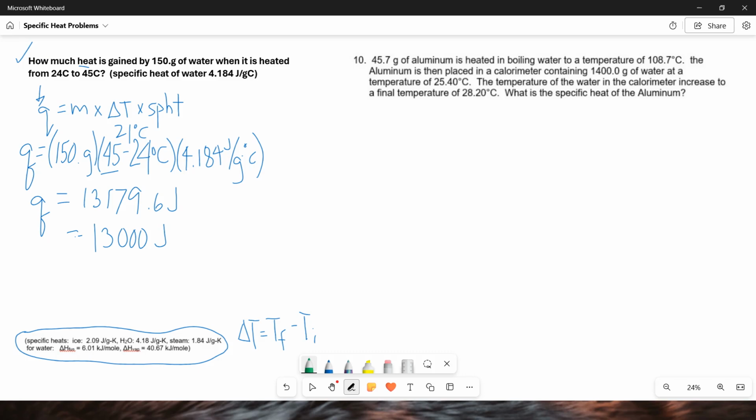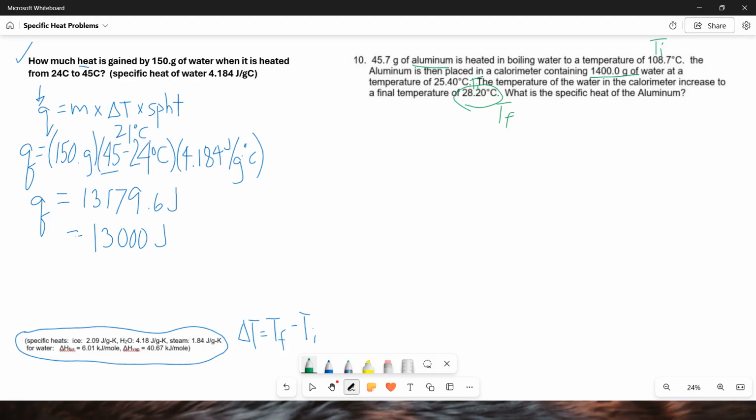Now let's go over to the other problem. The other problem is a little unique because we're taking a piece of metal, getting it really hot. So this is its initial temperature of 108.7 degrees Celsius. Then we're going to move it into a calorimeter with 1,400 grams of water, whose initial temperature is 25 degrees. And then they come out with an equilibrium or a final temperature that they're equal to, a T final of 28 degrees.